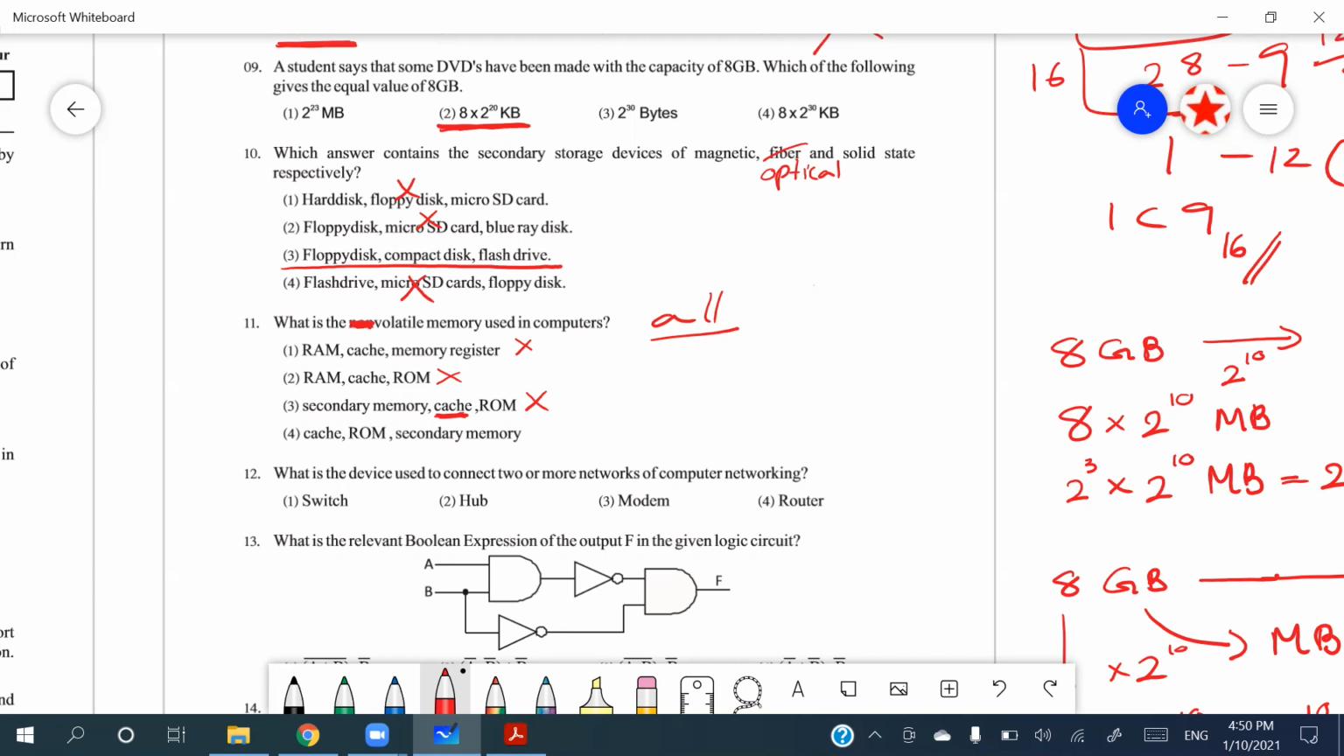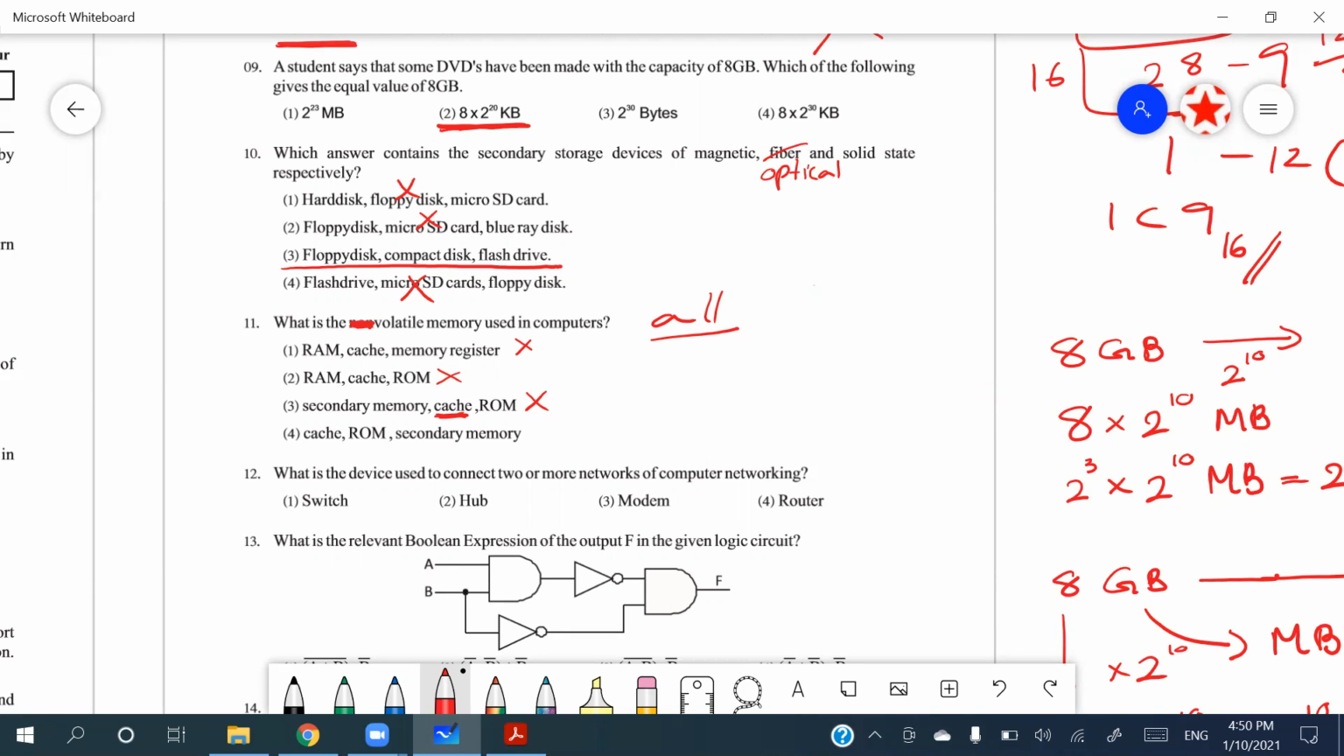Okay, so if it is volatile, what is the volatile memory used in a computer? It's going to be directly the first one, right? Because the second one is disqualified because of ROM, the third one as well as the fourth one are disqualified because of ROM, and the fourth one has secondary memory as well as in the third. So volatile memory only keeps data as long as the current is there. So it's about the first one.